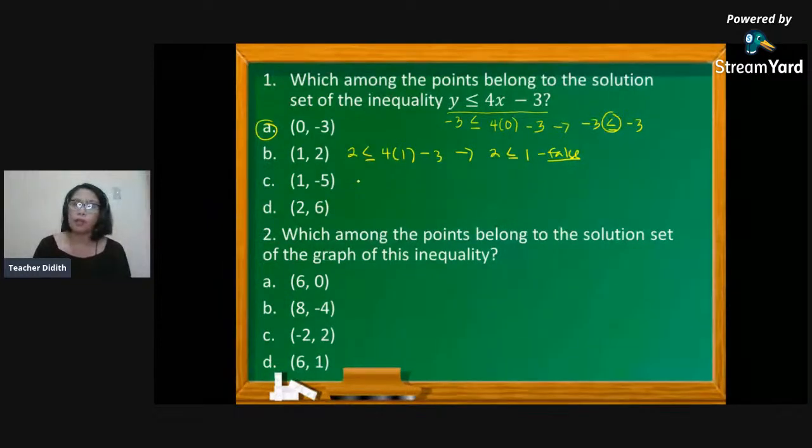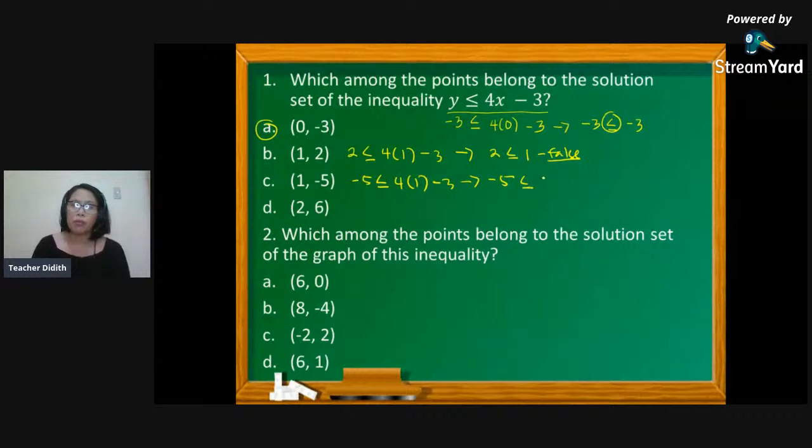And then here we have negative 5 is less than or equal to 4 times 1 minus 3. So this is negative 5 is less than or equal to 1. And I guess that one is also a correct answer, right? But I'm telling you, in your test, there will only be one correct answer. But C here is one of the solutions of this inequality since negative 5 is less than 1.